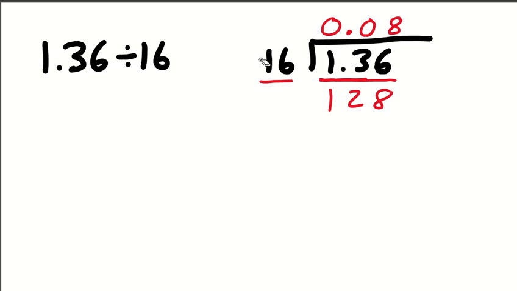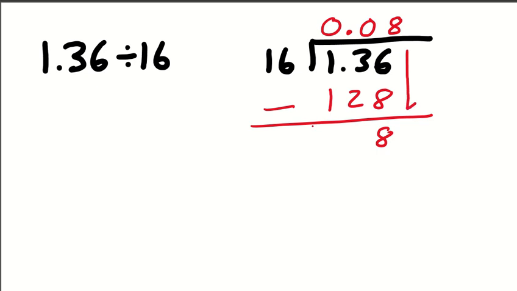Now I'm going to clean this up because I got to do some subtraction right quick. So now I'm going to subtract 128 from 136. And if I do that subtraction, I get a lovely 8. That's right. Now, I can still bring down a 0, which I'm going to do. I'm going to bring down as many zeros as I want to. In this case, I have 80.